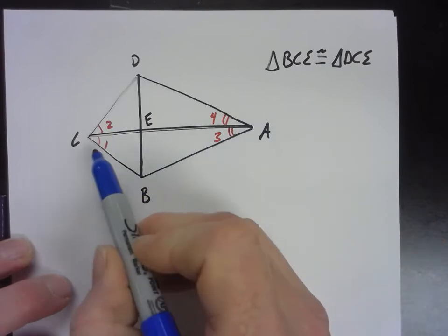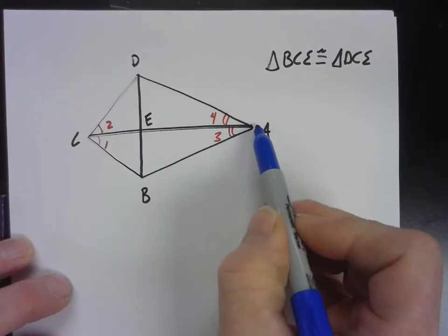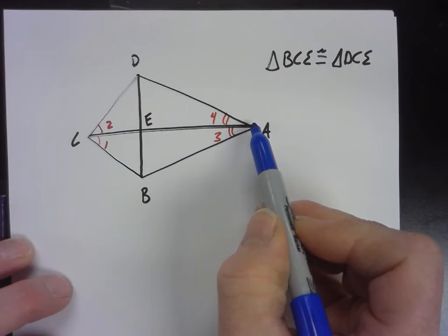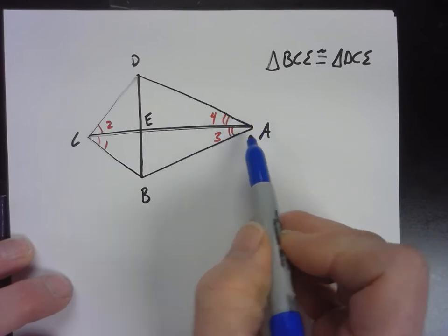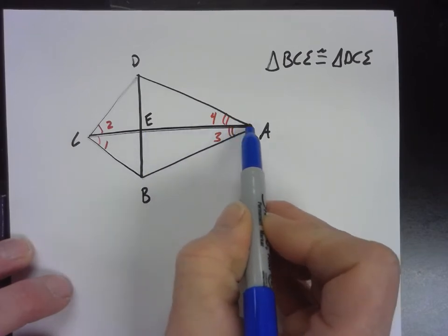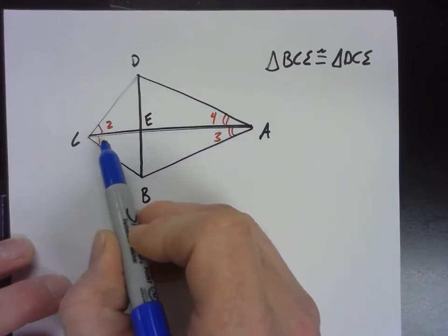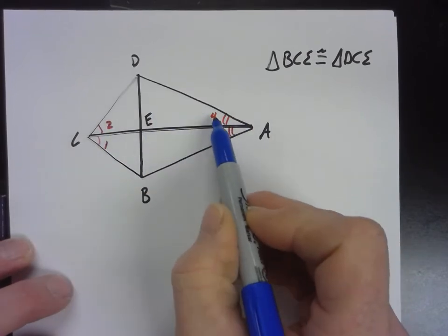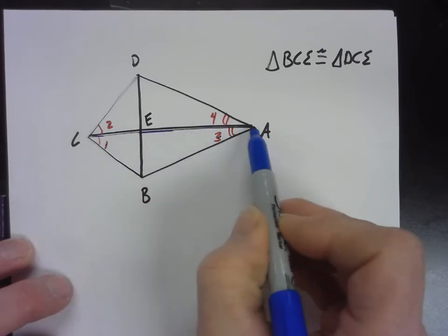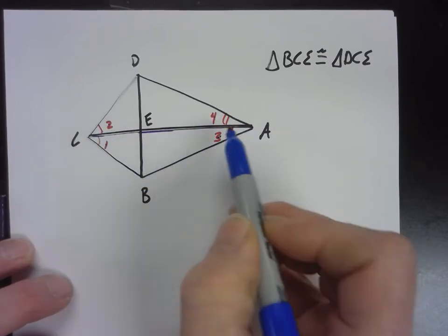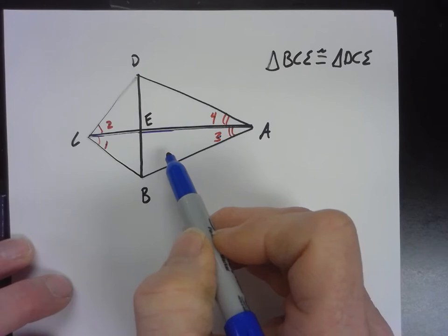CDA and CBA, those two triangles. Are they congruent? Yeah. How? Angle side angle. Okay, so they have CA is congruent to itself, plus angle 1 and angle 2 are congruent, angle 3 and 4 are congruent. Do we have angle, side, angle? Yeah. Okay, so the two big triangles are congruent by angle, side, angle.